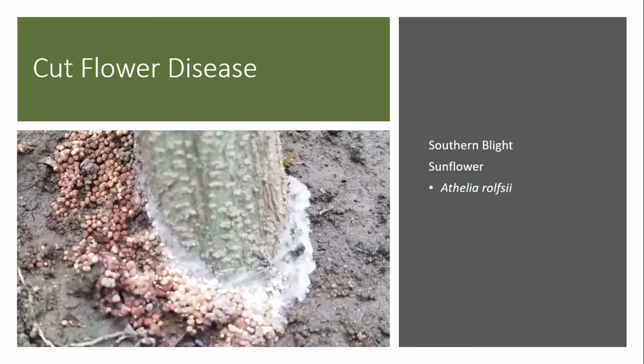We had our one exception, and I'll tell you about it. In Breathitt County, there was southern blight on sunflower. That's Athelia rolfsii. Most people know it as Sclerotium rolfsii. It's changed names, but it's the same thing. So southern blight is intense at that research station.